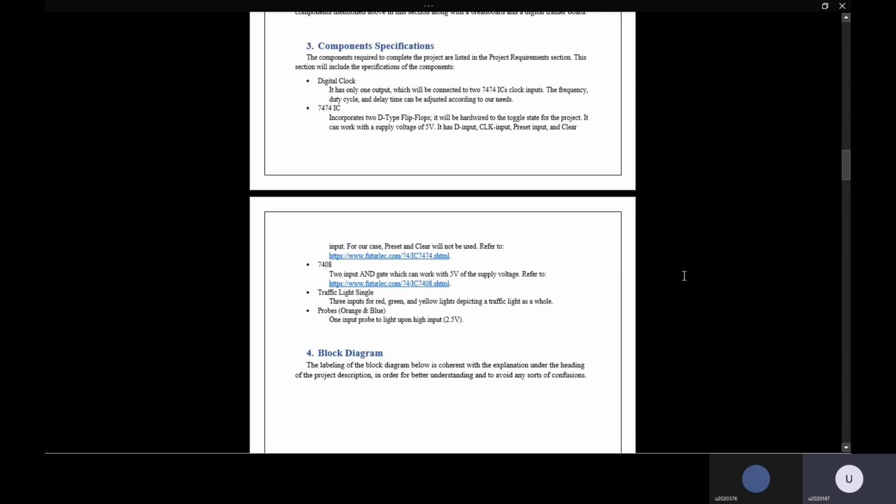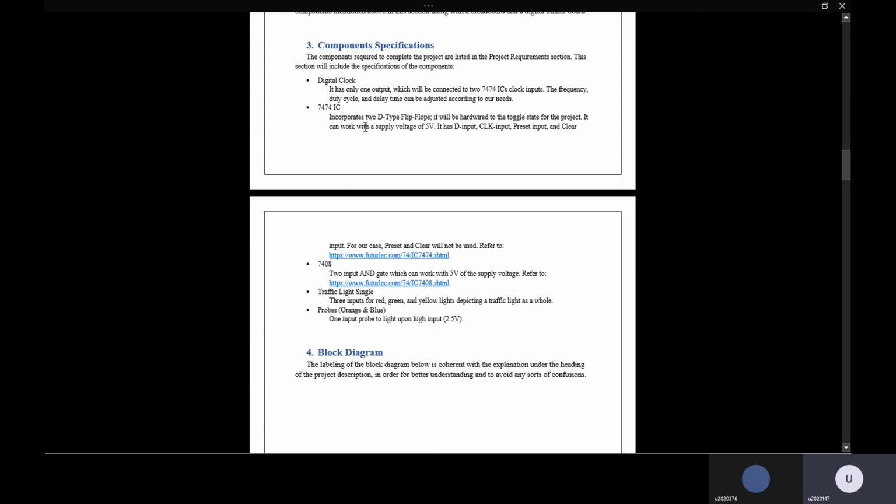We have also listed down the specifications for the components we will be using. So we will be making use of the digital clock, which will give clock pulse input to the 7474 ICs. We will change the frequency of the digital clock according to our need.